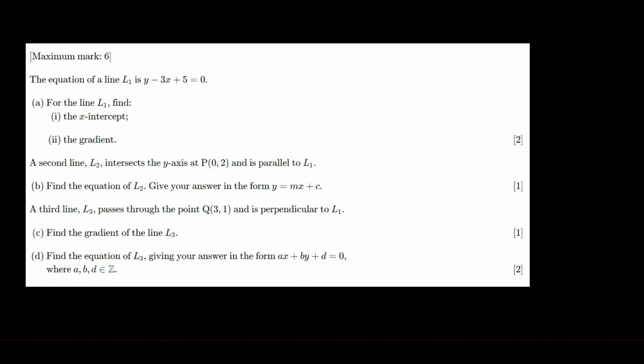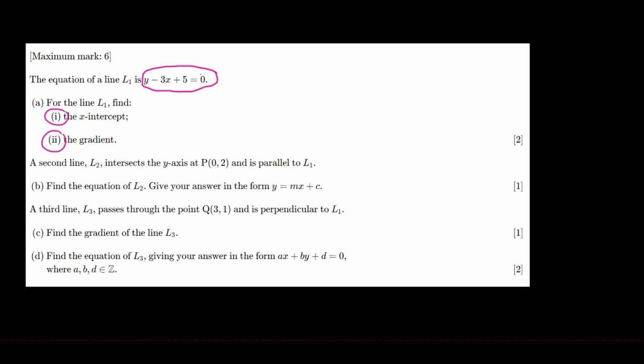Okay guys, so here's a question about linear algebra. We'll be solving something with parallel lines, perpendicular lines, gradients, intercepts, all that stuff. So the equation of a line L1 is the following: y minus 3x plus 5 equals 0. For this line, find the x-intercept and the gradient.